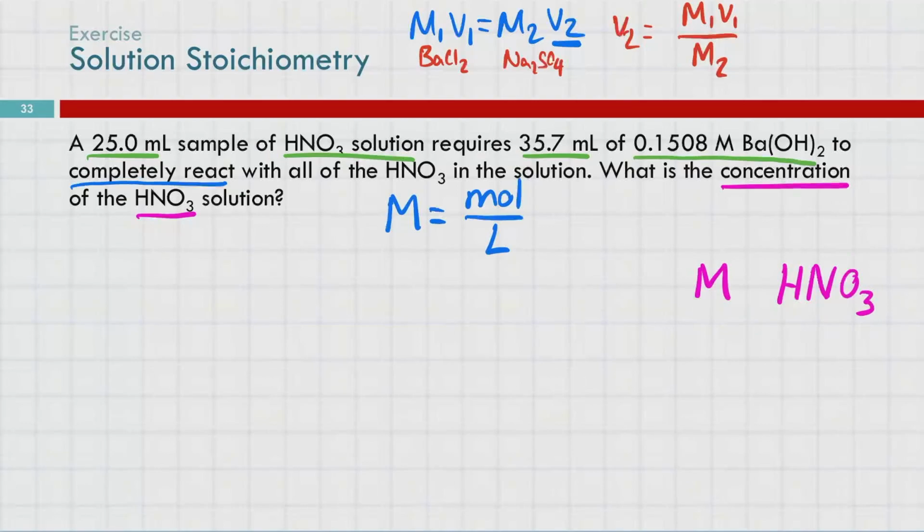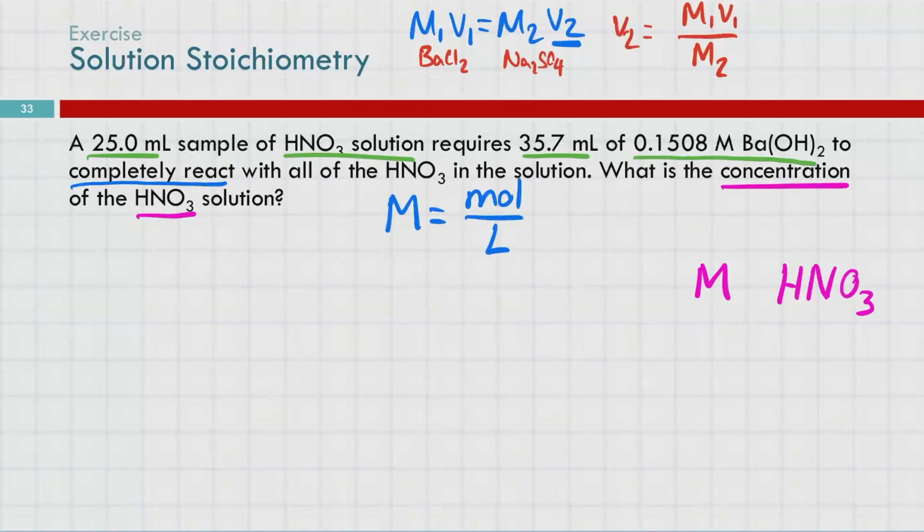That means that we need two pieces of information about the HNO3. We need the moles, and we also need the liters. We have the liters. We do not have the moles. We'll have to get the moles from somewhere. We were given two pieces of information about our barium hydroxide, an indication that we can probably start there. So this 35.7 milliliters, milliliters is one unit. Molarity is secretly two units.